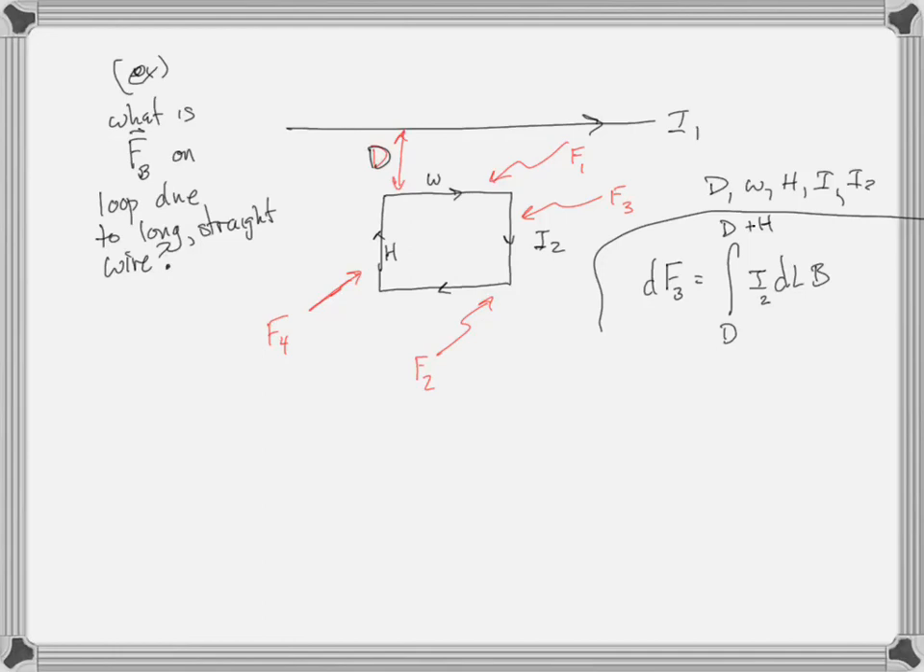So we're using I dl cross B, and then we have to add it up as B changes. But the magnetic field is perpendicular to side 3 everywhere, so the cross product goes away and it just turns into I dl B, and we can figure out the direction in a second. So let's go ahead and do that integral.